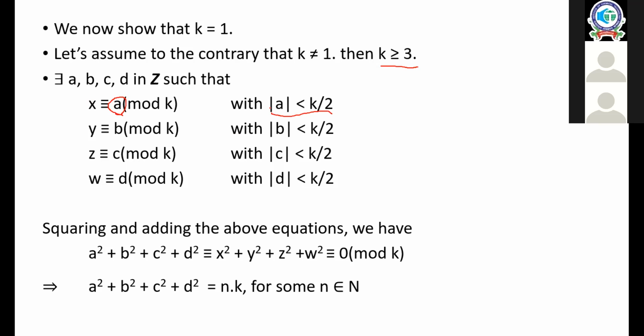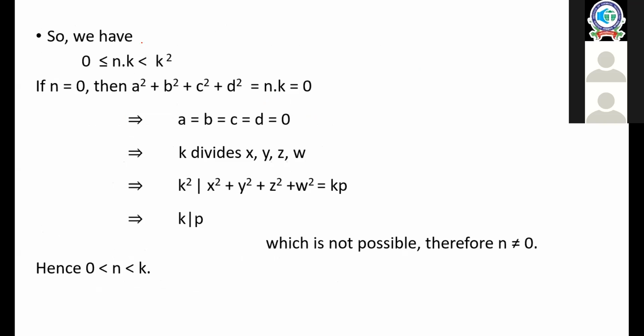So the reason why we wanted these bounds was so that we can obtain a bound on this sum of squares. Right? So now a square plus b square plus c square plus d square will be bounded above by what will it be bounded above by? 4 into k by 2 square. So k by 2 square plus k by 2 square, 4 times. So we will have k square. This is what the next slide talks about. So we have 0 less than or equal to nk less than k square.